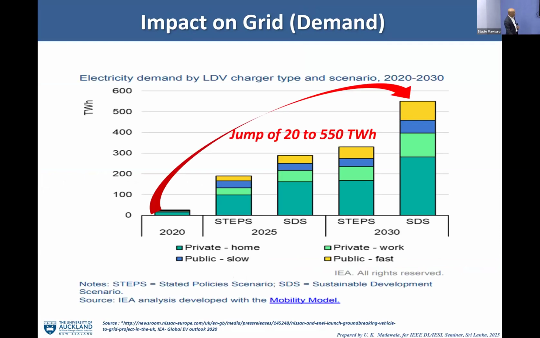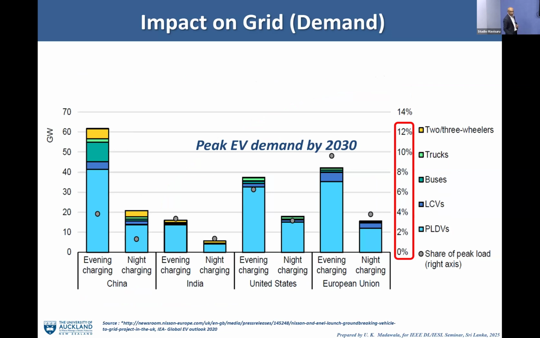Here is electricity demand. You can see that for different scenarios. And there you can see that from 2020 to 2030, a jump of 20 terawatt hours to 550. It's a huge jump. So you need this much energy to meet this demand. If you look at the peak load, especially in China, you can see nearly 12% of power, and that is due to the demand for electric vehicles.